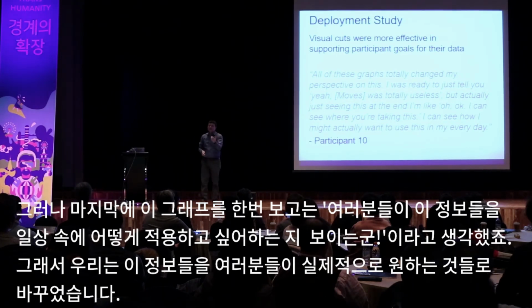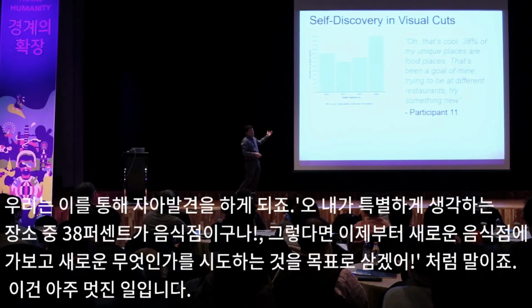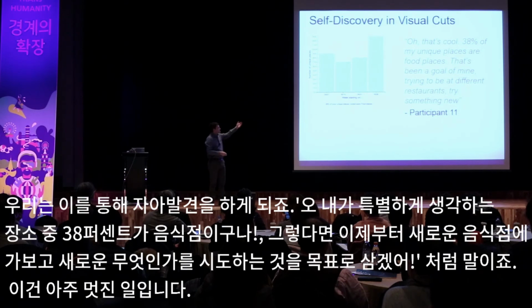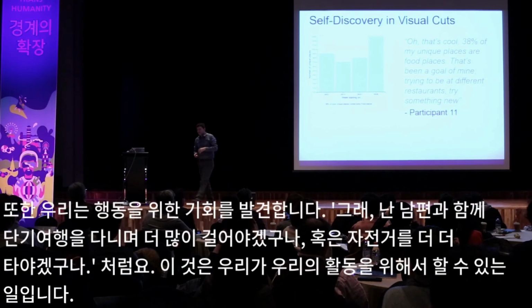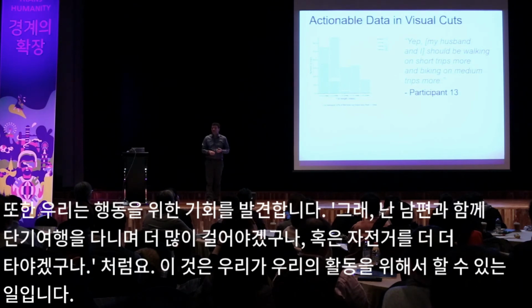So we're converting this data into questions that they want to answer. We see self-discovery, right? So, oh, that's cool, 38% of my unique places are food places. That's been a goal of mine, trying to go to different restaurants, trying to try something new. We see opportunities for action. Yes, my husband and I should be walking more on short trips. We should be biking more on medium trips. This is something we can do to improve our activity.